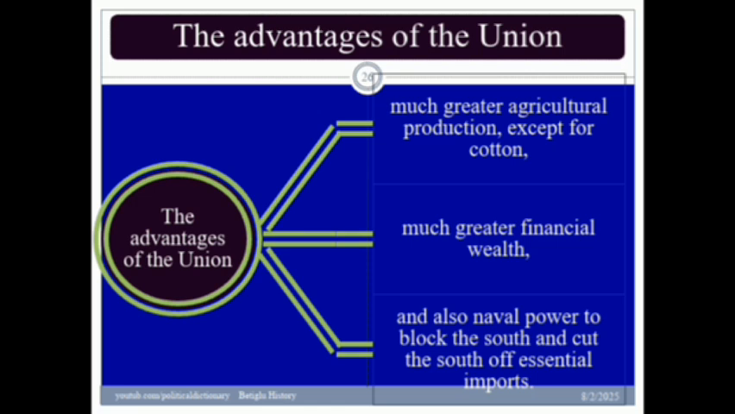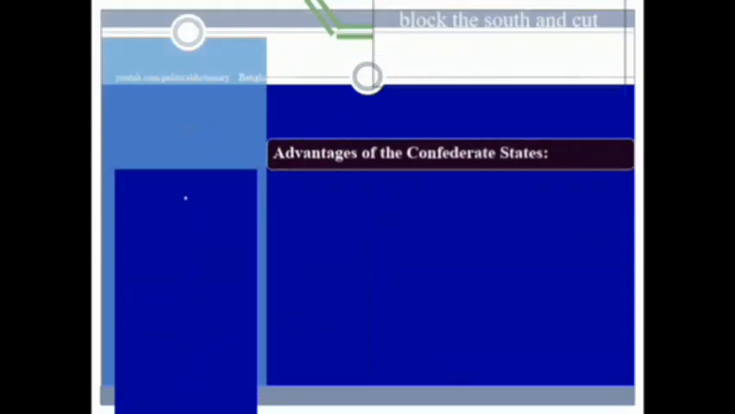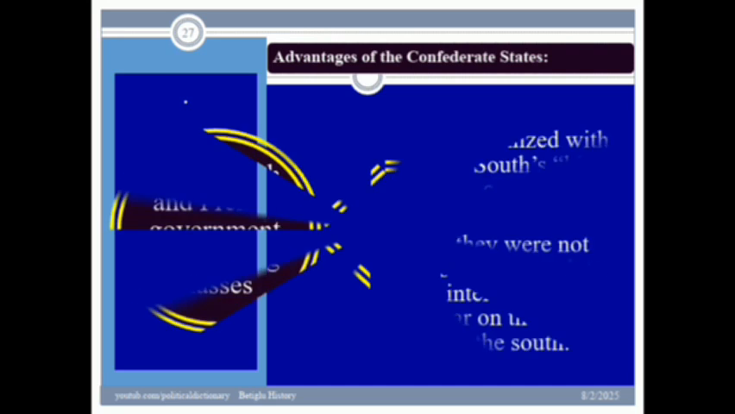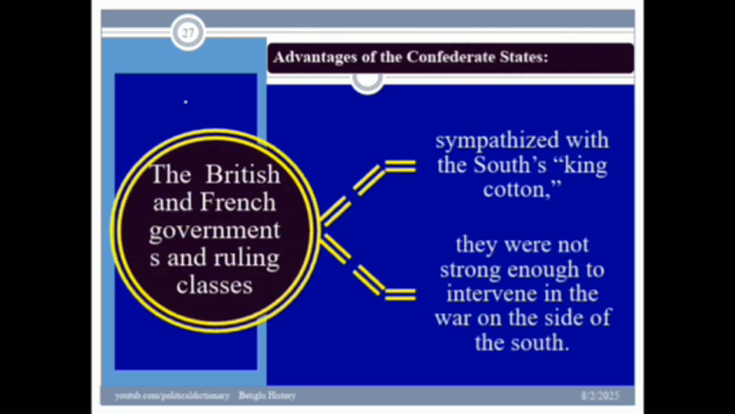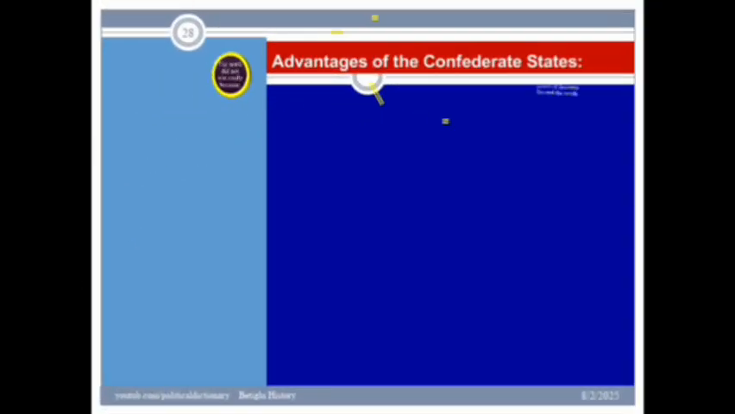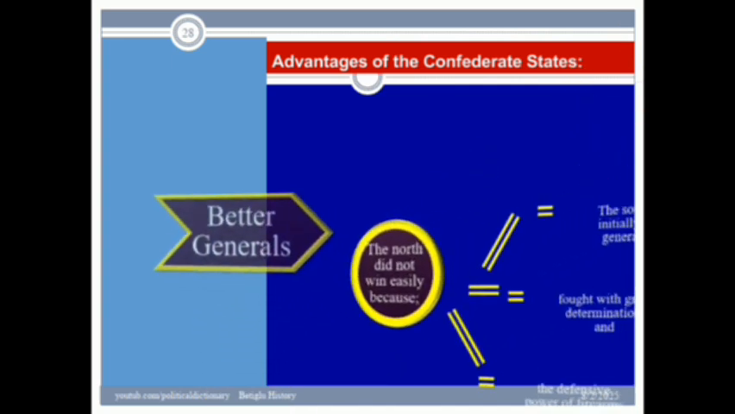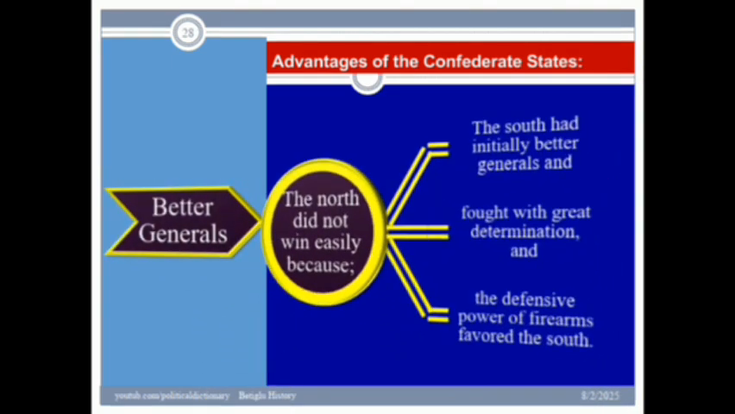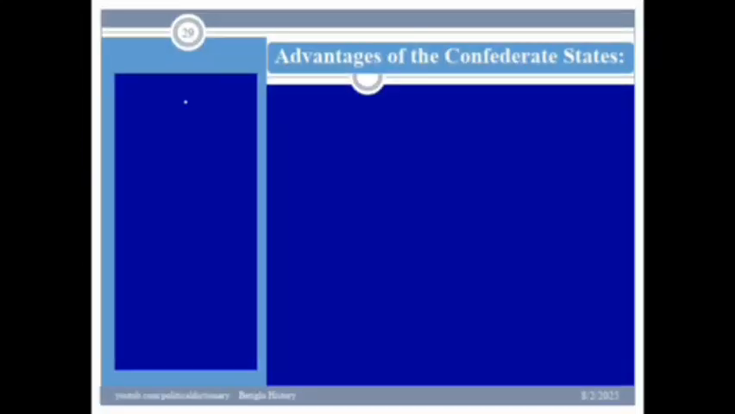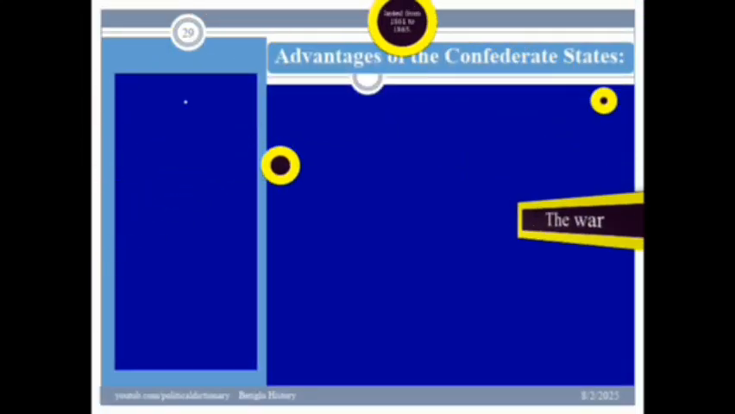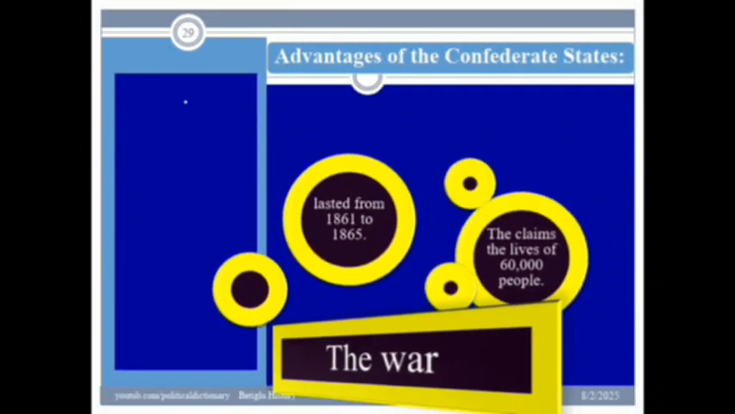essential imports. Although the British and French governments and ruling classes sympathized with the South's King Cotton, they were not strong enough to intervene in the war on the side of the South. Nevertheless, the North did not win easily because the South had initially better generals and fought with great determination, and the defensive power of firearms favored the South. The war lasted from 1861 to 1865 and claimed the lives of 620,000 people.